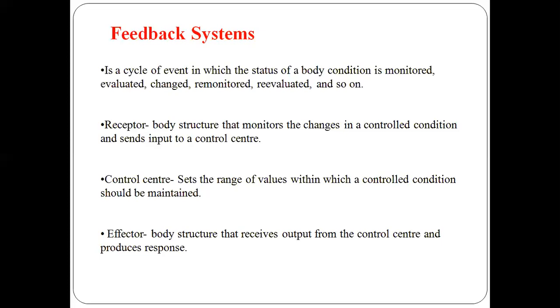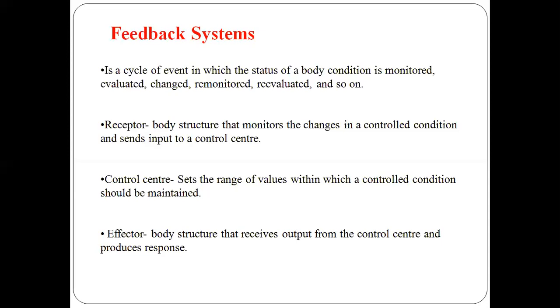Nearly every organ or tissue in the body can behave as an effector. Now, when our body temperature drops sharply, our brain sends an impulse to the skeletal muscle, and the result is shivering, which generates heat and raises our body temperature. Now, a group of receptors and effectors communicating with their control centers forms a feedback system that can regulate a controlled condition in the body's internal environment.